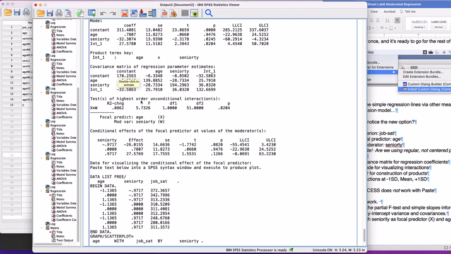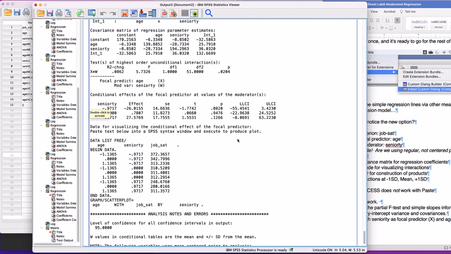Here, tests of highest order unconditional interaction. This is the partial F test. So we could have run process for the whole thing just right then. It got everything. It got the overall model, it got the partial F test, and it has the conditional effects of the focal predictor at values of the moderator. So it's got all of the output right here. It's just picking it out. We got our partial F, the degrees of freedom for the partial F test, the significance for the partial F test, and the R square change for adding that interaction term in.